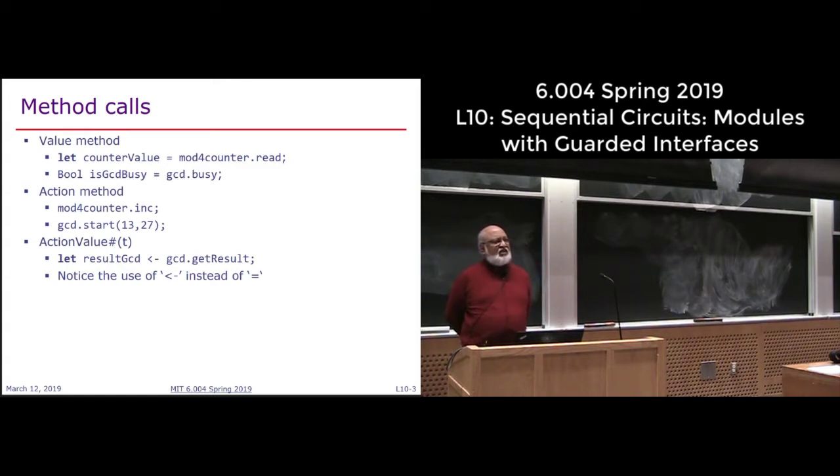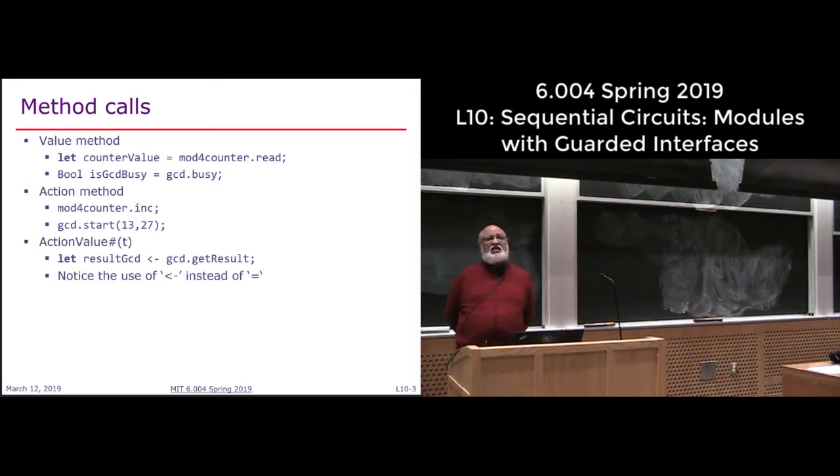Now when you have an action value method, then you use, instead of an equal sign, a left arrow. And this is often a stumbling block for many people. They're saying, why left arrow? What's wrong with using an equal sign? Why can't I write result = GCD.getResult?